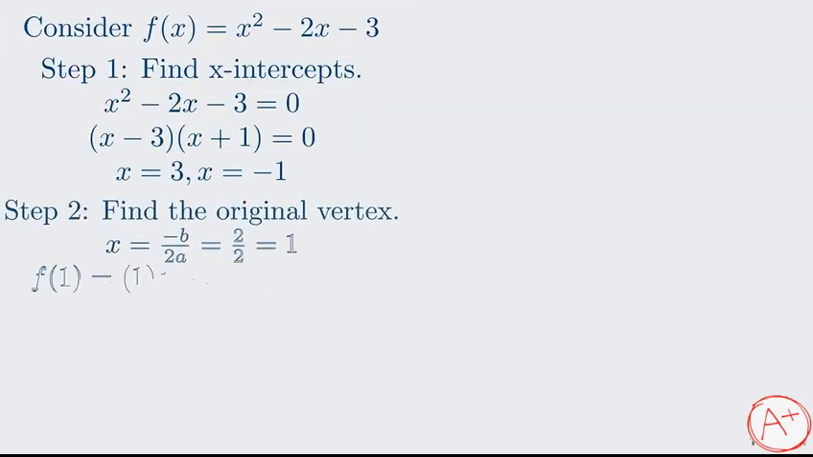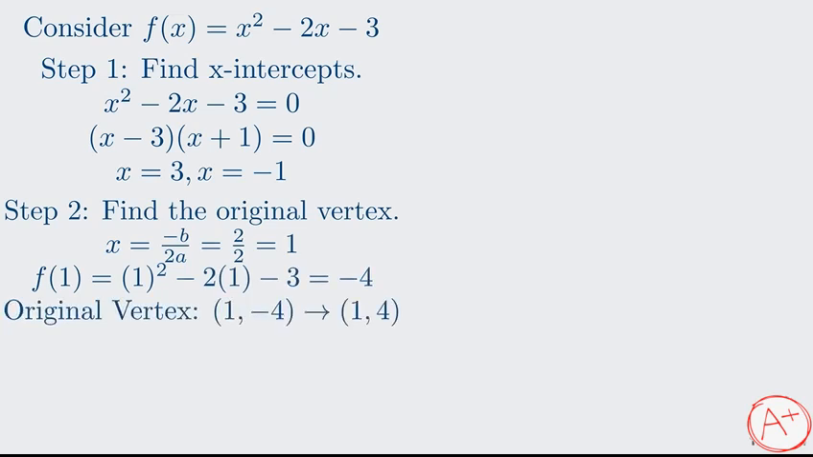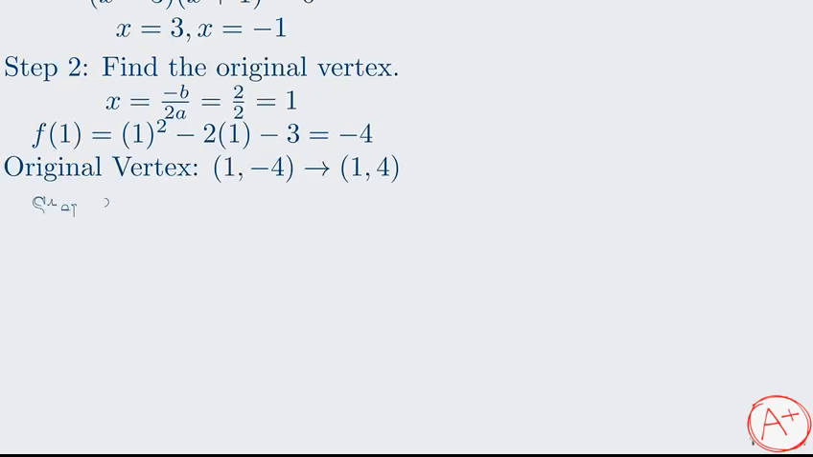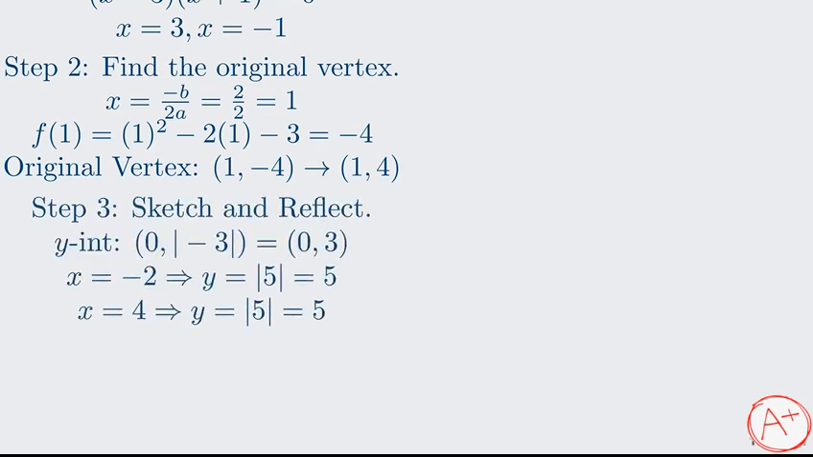The original vertex is at x equals 1. Substituting this back gives a y value of -4. Since this is negative, the modulus will reflect it to positive 4. The original y-intercept is at 0, -3, which reflects to 0, 3. At the domain limits, x equals -2 and x equals 4, the function evaluates to 5.